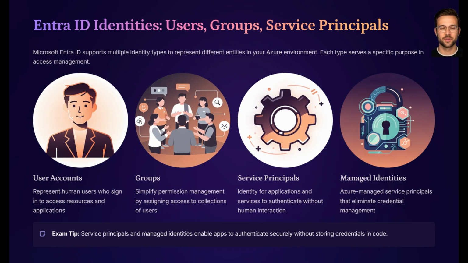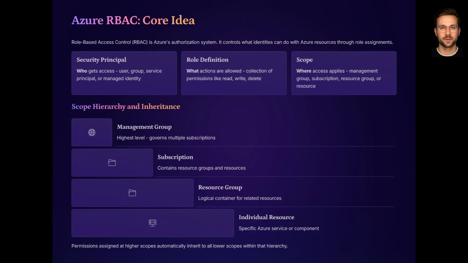In AZ-900 exam questions, if you see a scenario about how users sign into Azure, how to centralize identities for Microsoft 365 in Azure, or how to use single sign-on or MFA, you should think of Microsoft Entra ID as the answer. If you see a scenario about how an application authenticates to Azure without storing secrets in code, you should think about managed identities or service principals in Entra ID. Now let's move to authorization in Azure, which is handled mainly by Role-Based Access Control, or RBAC.